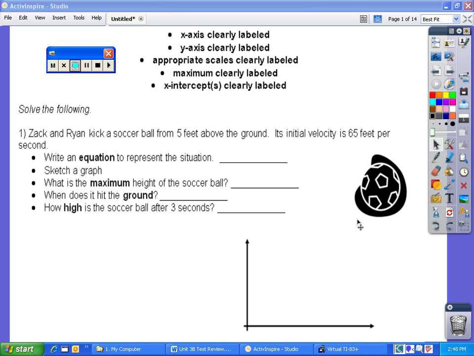Okay, first question, I changed the wording a little bit, just so that you could see your name and recognize the name of people that I picked. So for the first question, it said Ronnie, but I changed it to Zach and Ryan. So Zach and Ryan kick a soccer ball from 5 feet above the ground. Its initial velocity is 65 feet per second. So you know that you should be using this equation.